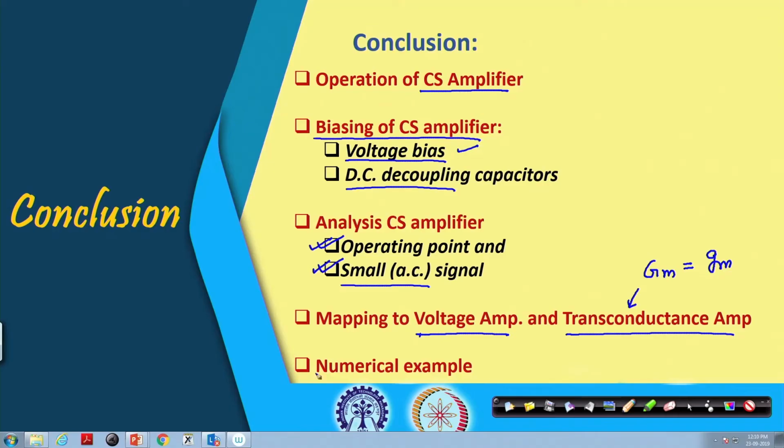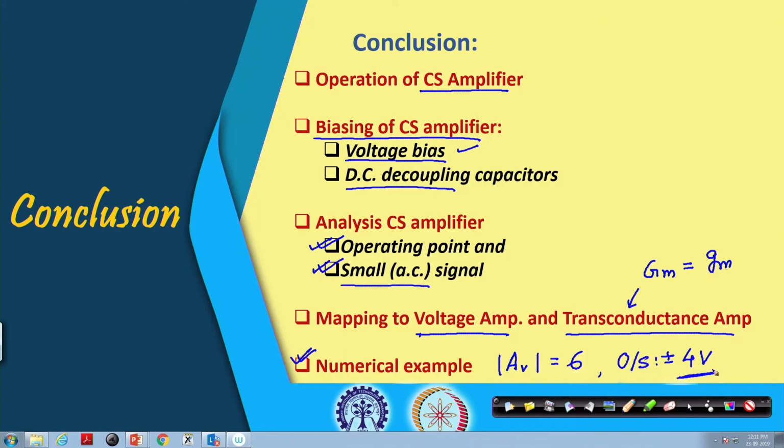Then we discussed numerical examples where different biasing arrangements were given, and what we have seen is that the voltage gain is quite low. Magnitude wise, for this numerical example, it was only 6. The output swing we obtained was approximately plus minus 4 volt. So, probably for a 12 volt supply, the output swing is lower.